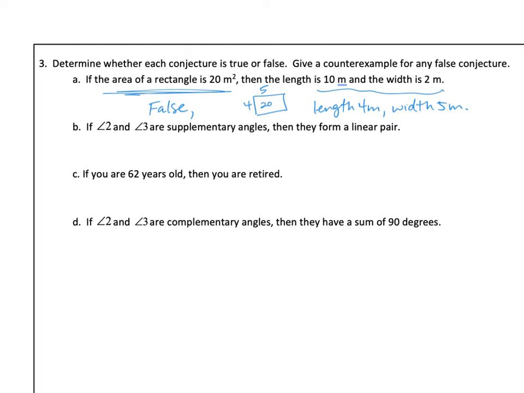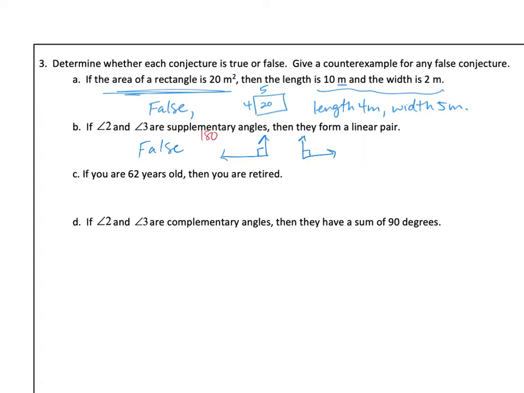I'm going to do part B with you now. If angle 2 and angle 3 are supplementary angles, then they form a linear pair. Well, I think this is going to be false, because just because two angles are supplementary does not mean they have to be a linear pair. For instance, maybe I'll have one angle like this and one angle like this. They're 90 degrees each, so they are definitely supplementary, because supplementary means they add up to 180.